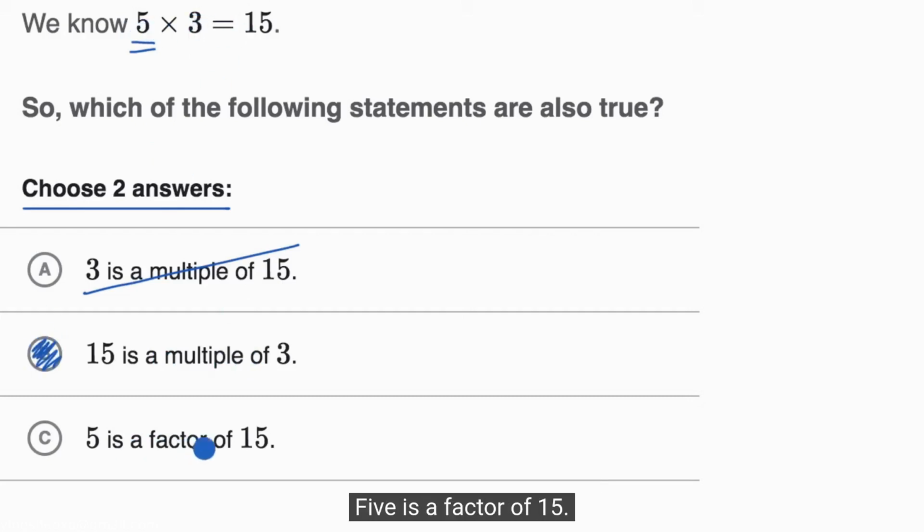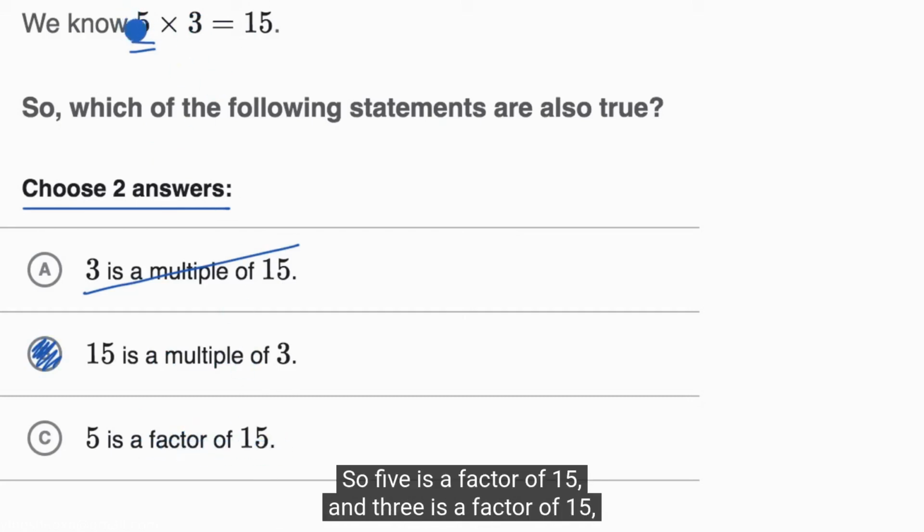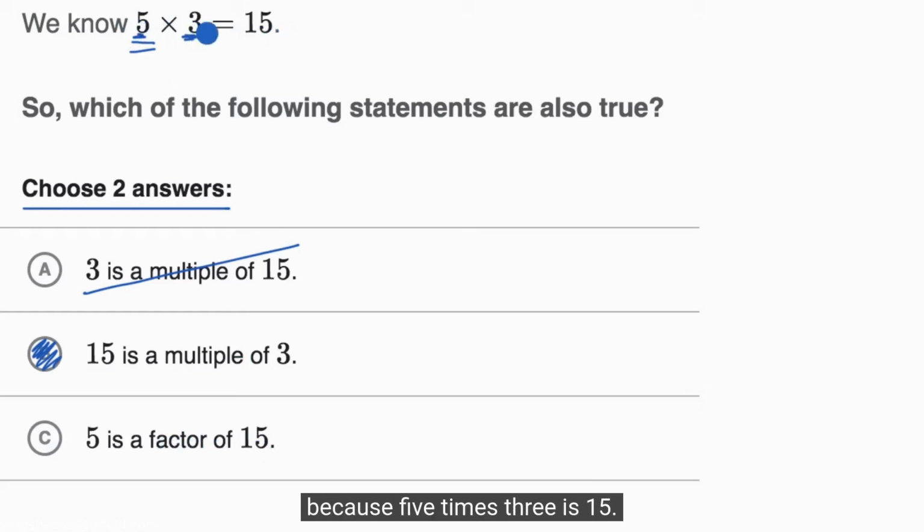So I like this choice. 5 is a factor of 15. Well, factors of a number are numbers that you can multiply together to get that number. So 5 is a factor of 15 and 3 is a factor of 15 because 5 times 3 is 15. So this one is also true.